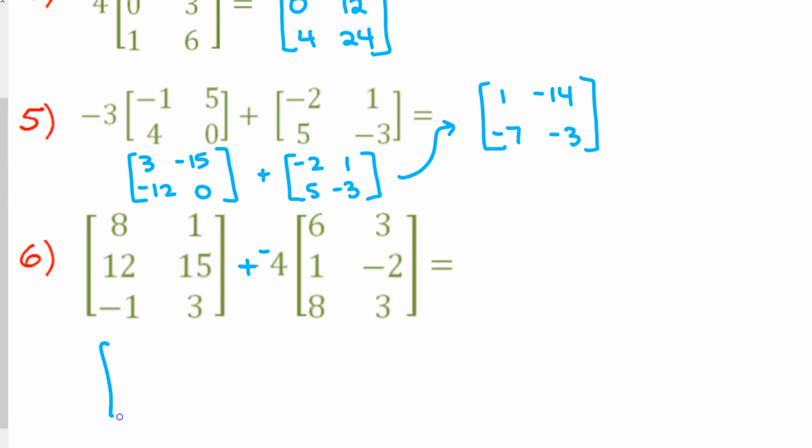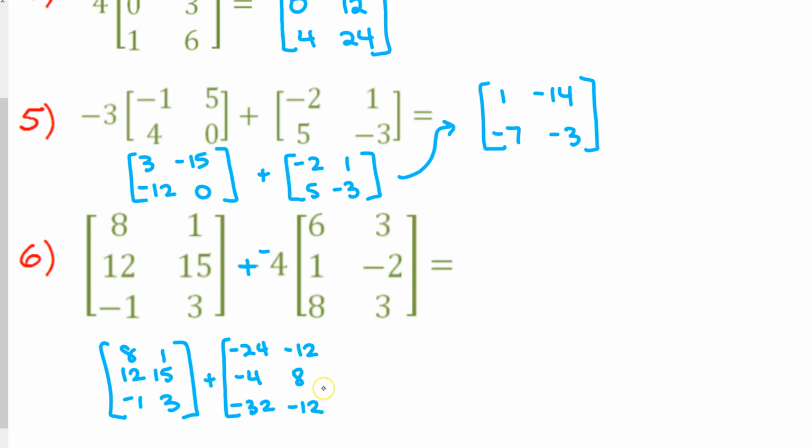So we're going to end up with 8, 1, 12, 15, -1, 3, plus -24, -12, -4, 8, -32, -12. Now we add those together. So we have -16, -11, 8, 23, -33, -9.